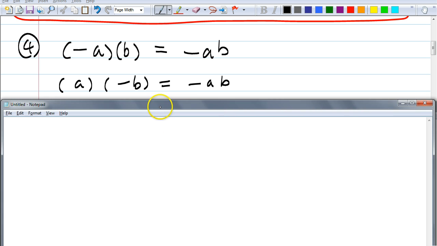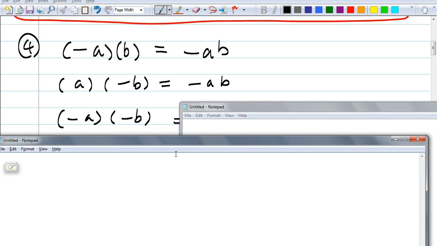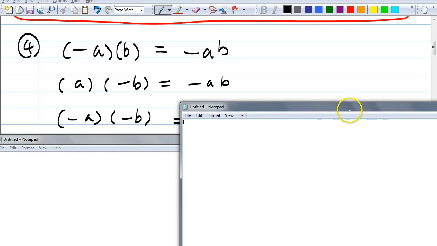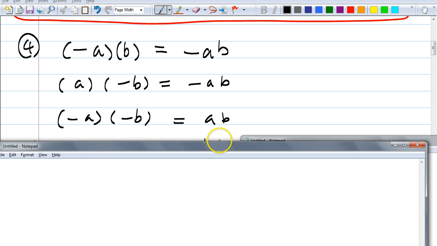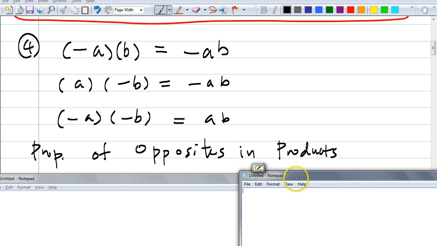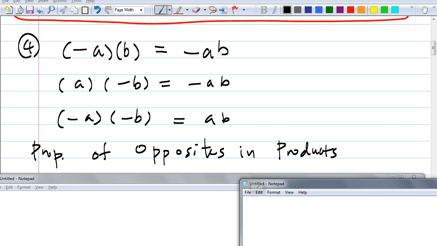And then, what if they're both negative? Like negative a times negative b. What do you get there? Lindsay? It'll just be ab. And even though we know this already, there's a name for it. It's called the property of opposites in products. Okay. So if you ever see that step on one of those problems where it asks you to justify each step, you will write down property of opposites in products.